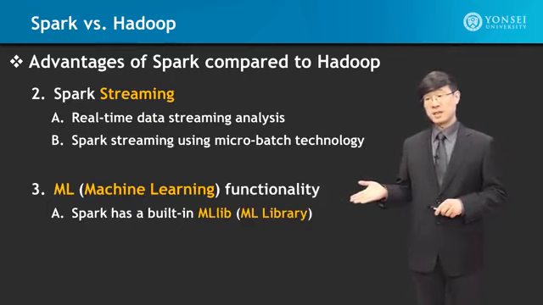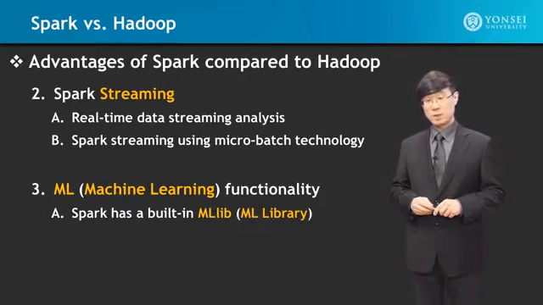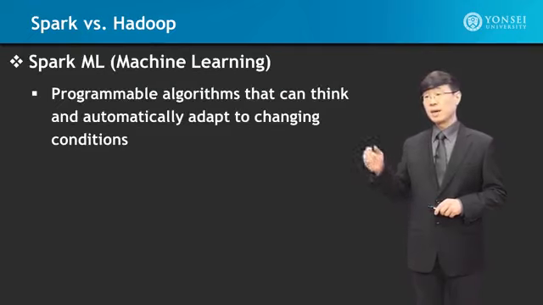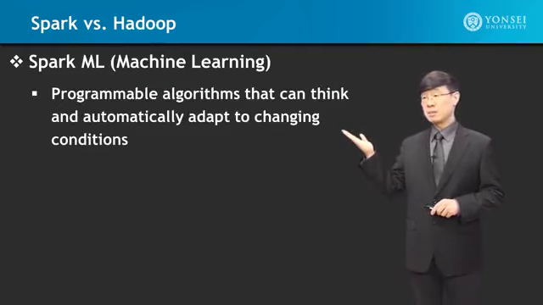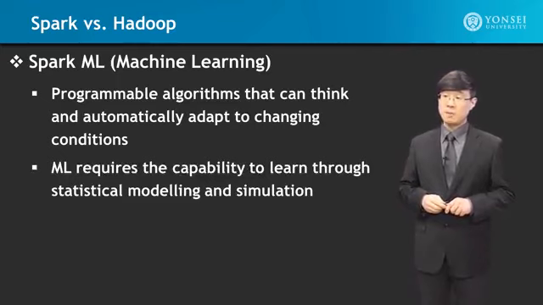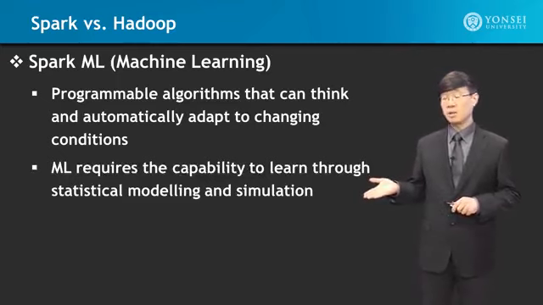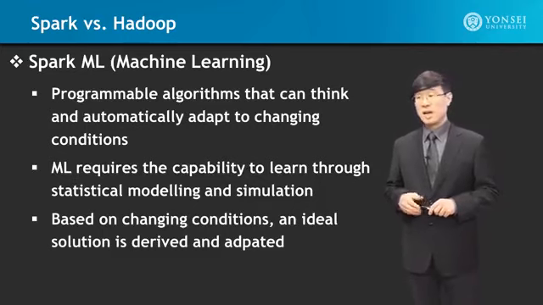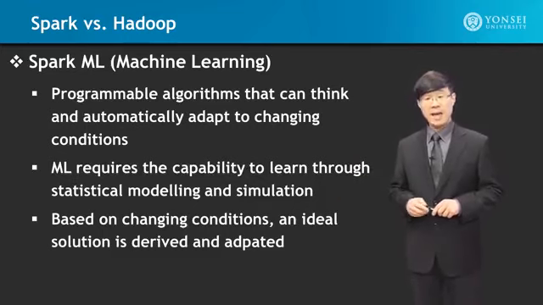Machine learning functionality is another major advantage of Spark. The machine learning library has programmable algorithms that can think and automatically update to changing conditions. Machine learning requires the capability to learn through statistical modeling and simulation. Based on changing conditions, an ideal solution is derived and adapted.